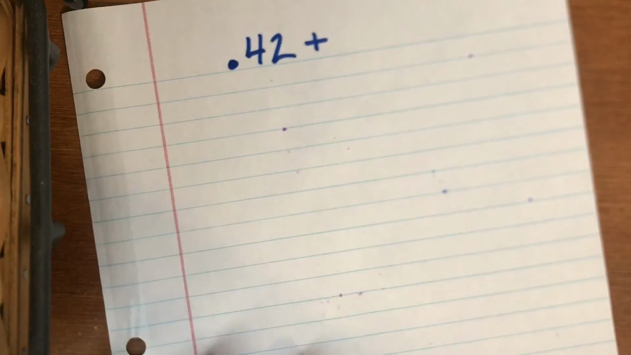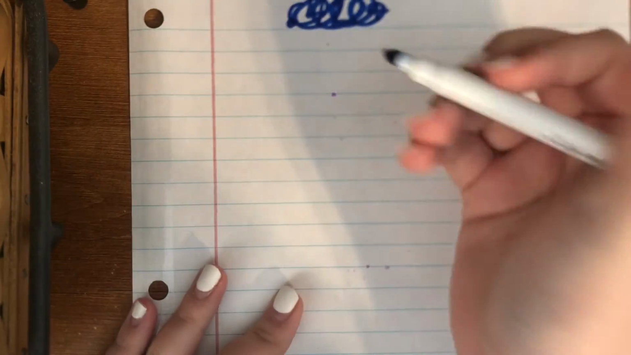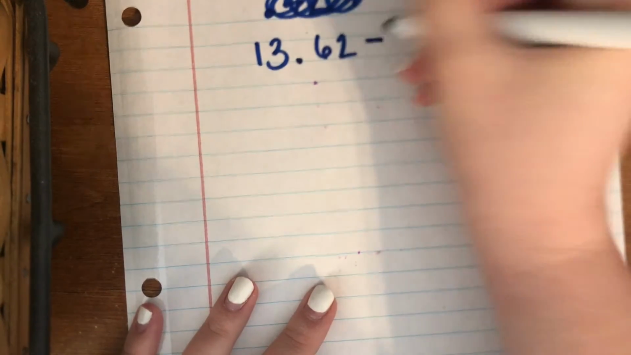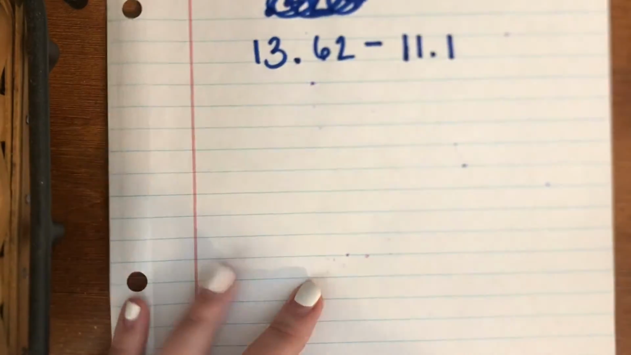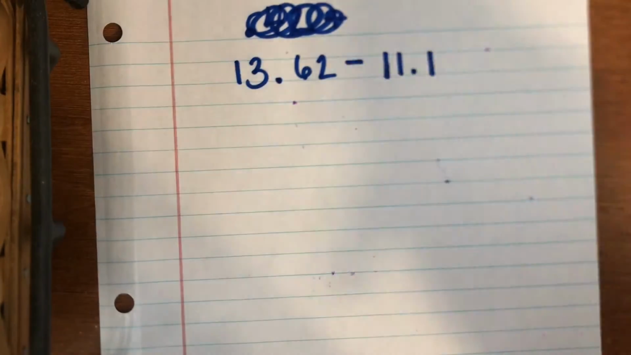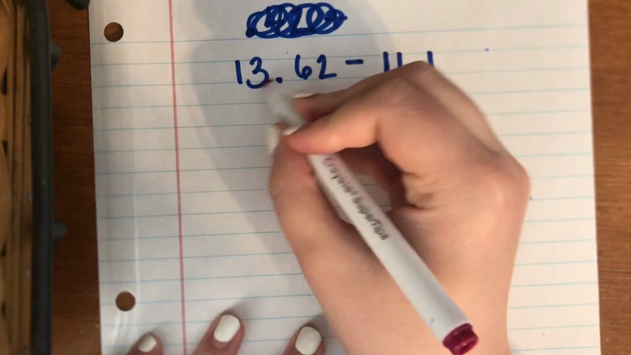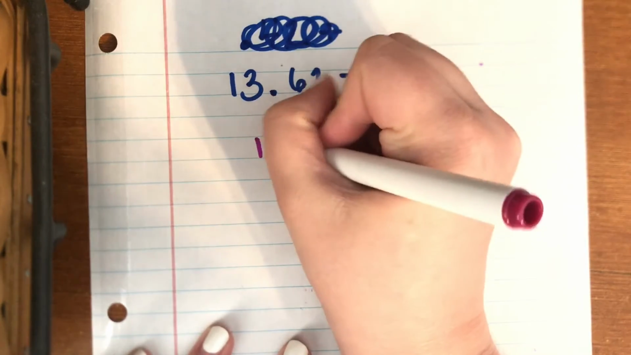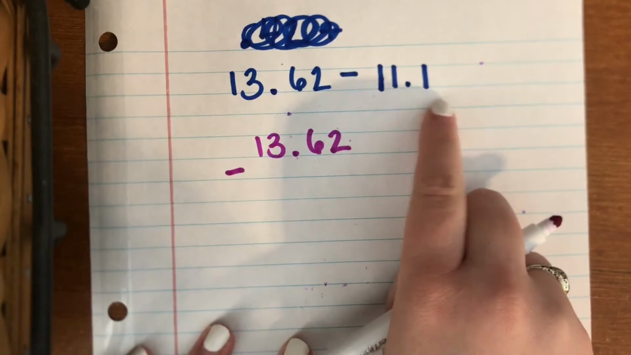Okay. This time, I'm going to change things up a bit. Now we're going to do some subtraction problems. So let's do 13 and 62 hundredths minus 11 and 1/10. So that would align the same as we did with the addition problem, okay? So I'm going to always start with the number on the left with subtraction, just like when you're only adding whole numbers. So we have 13 and 62 hundredths minus 11 and 1/10.